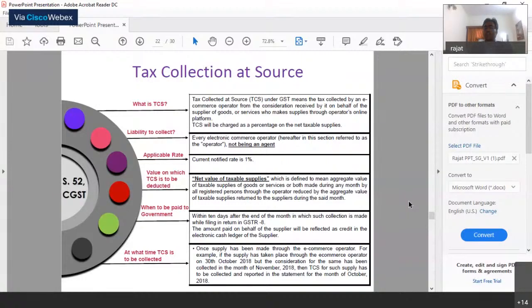And this amount, which I collect on behalf of the supplier and deposit with the government, would be reflected as a credit in the electronic cash ledger of the supplier. And when the supplier discharges his ultimate tax liability, he can offset his part of the liability through the tax collection at source, which I have deposited on behalf of such supplier.